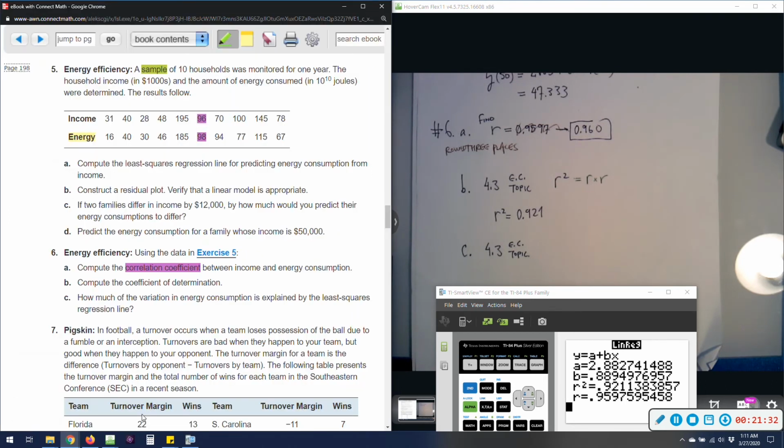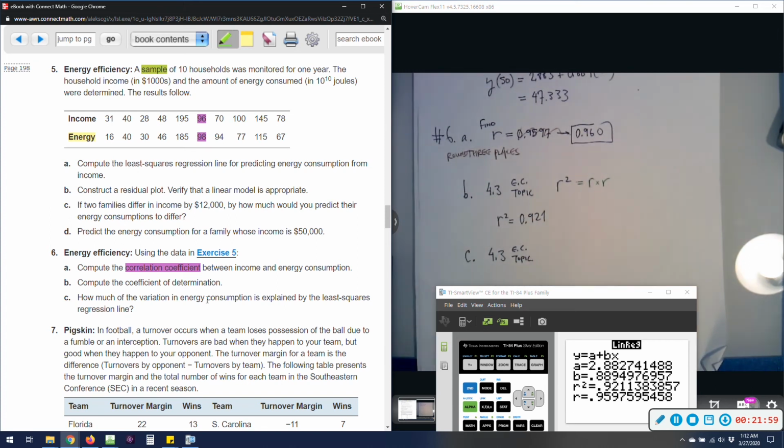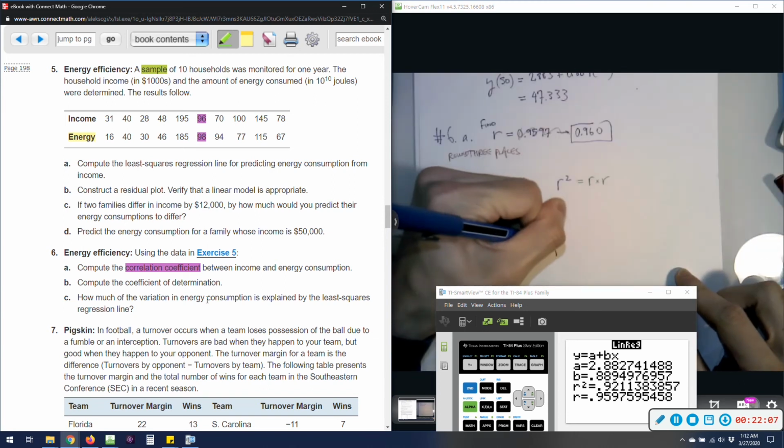The r squared is important because it tells us a percentage of the total variation that is explained by the least squares regression. So r squared tells us a percentage here. So really the answer to this is to move this over 2 decimal places to the right. The answer here is 92.1%.